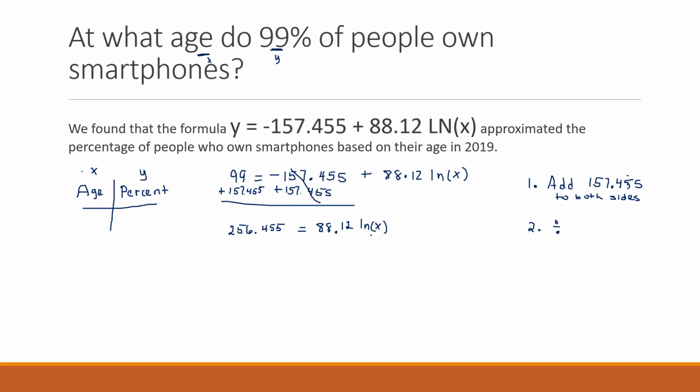and that's because it's the opposite of multiply, and I see that the 88.12 is multiplied by the natural log, so I'm going to divide by 88.12 on both sides. Divide 88.12, divide 88.12. Natural log X equals, and over here, and I did round a little bit, I got 2.9103.